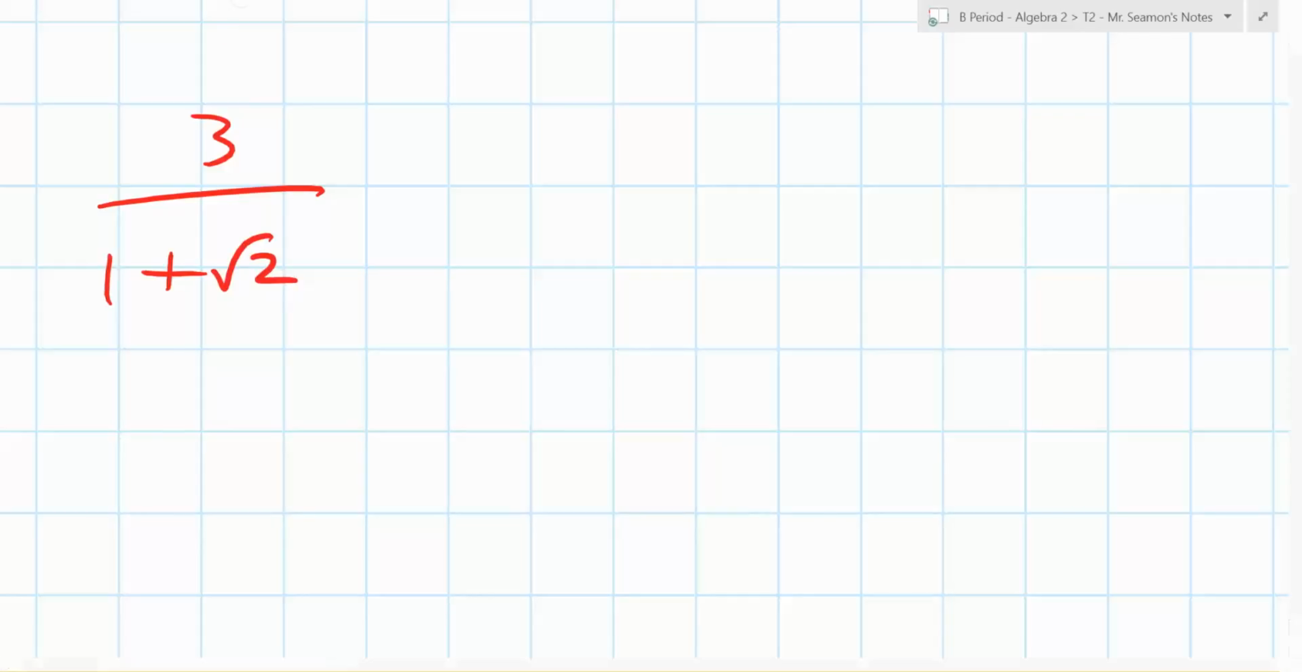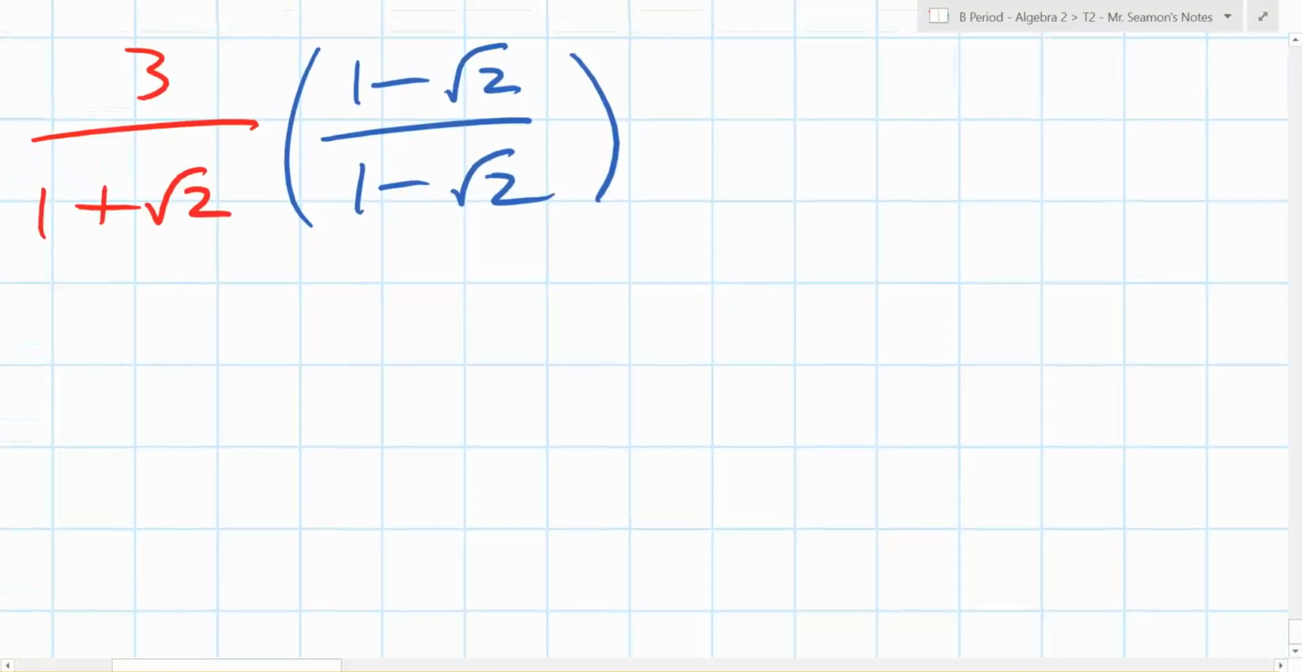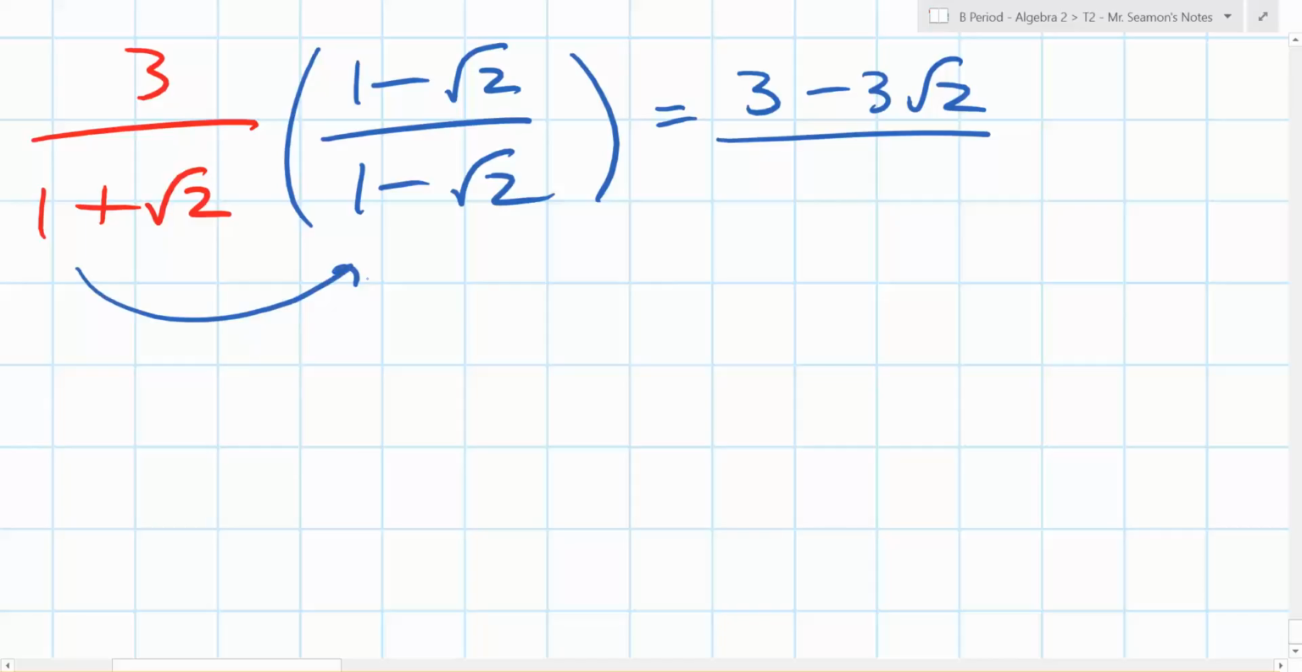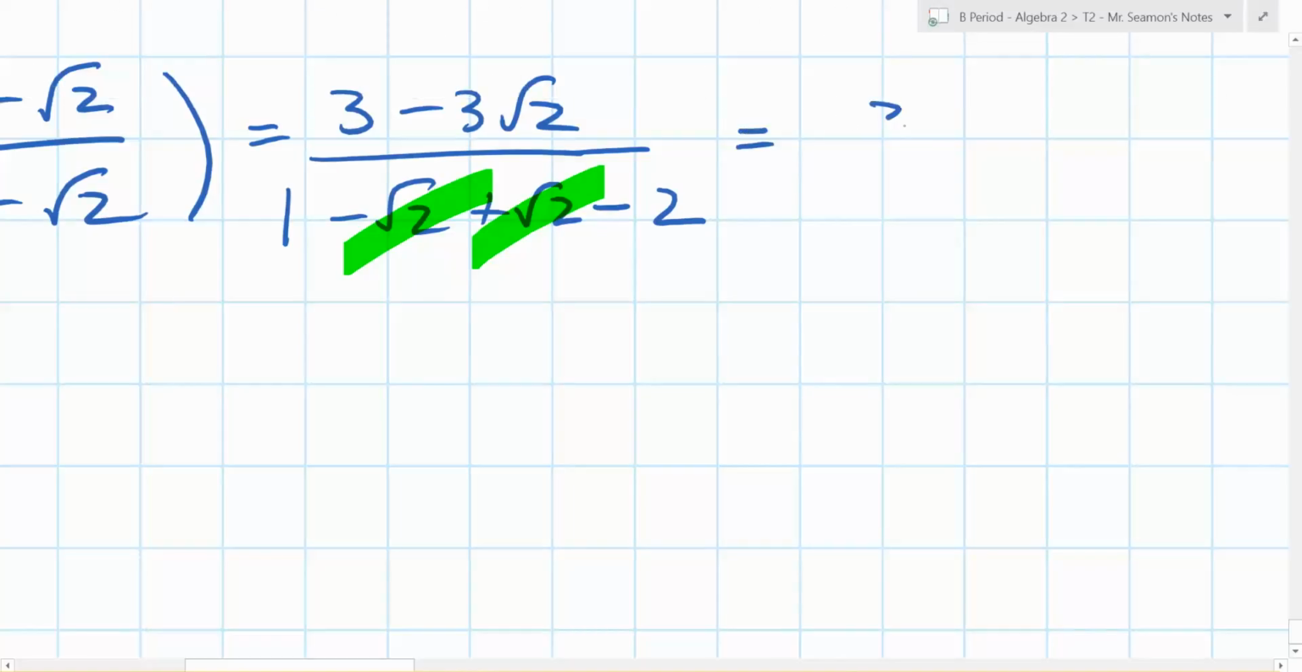So let me start again. 3 over 1 plus root 2. Who wants to guess what the proper thing you need to multiply by is? Anybody? 1 minus root 2 over 1 minus root 2. When you do these out, look what happens. The radical 2's will cancel. 3 minus 3 root 2 over 1 times 1 is 1, then you get minus root 2 plus root 2 minus 2. What cancels on the bottom? The root 2's cancel, and what do you end up with? 3 minus 3 root 2 over negative 1.